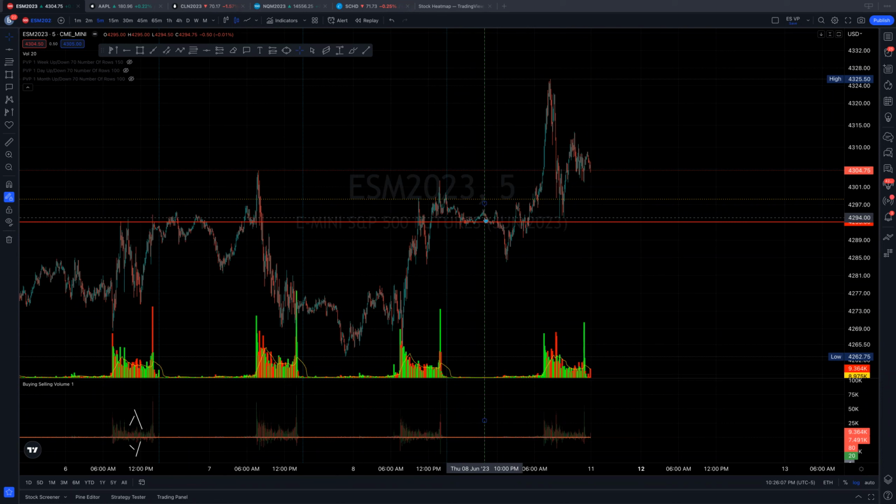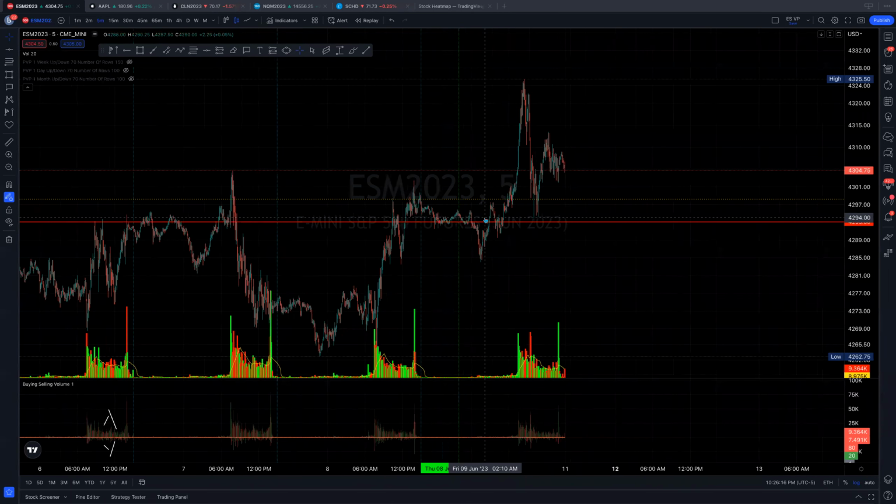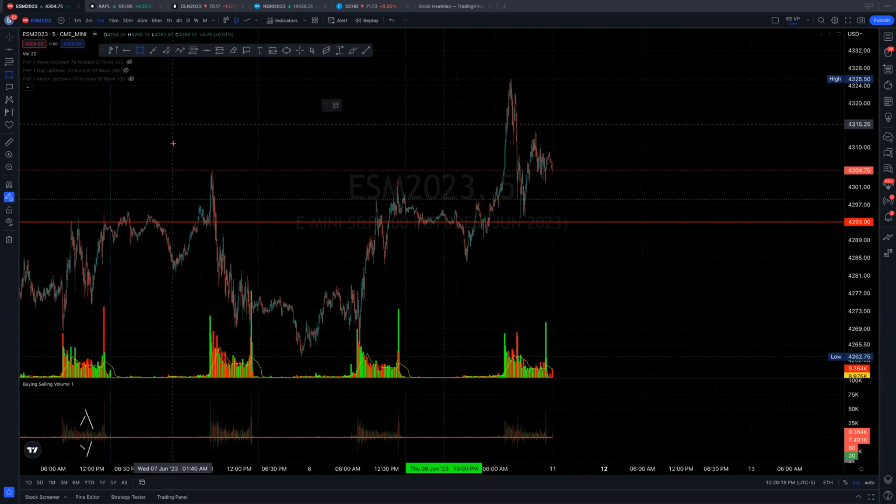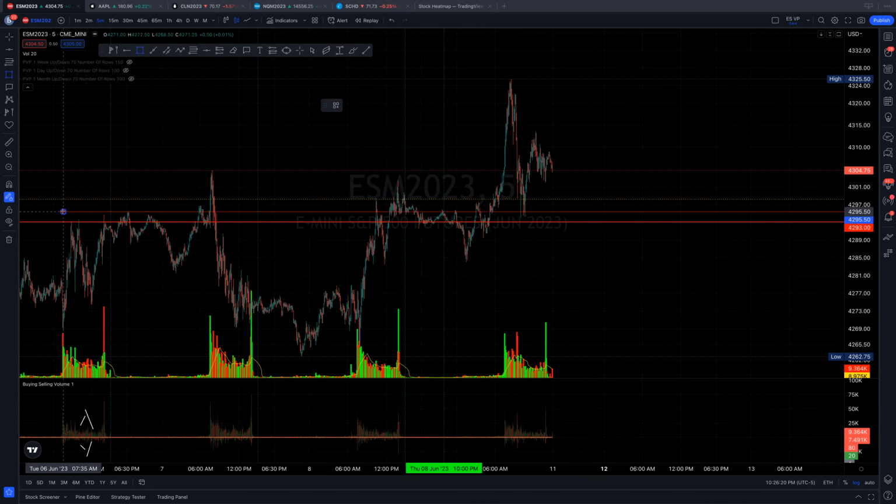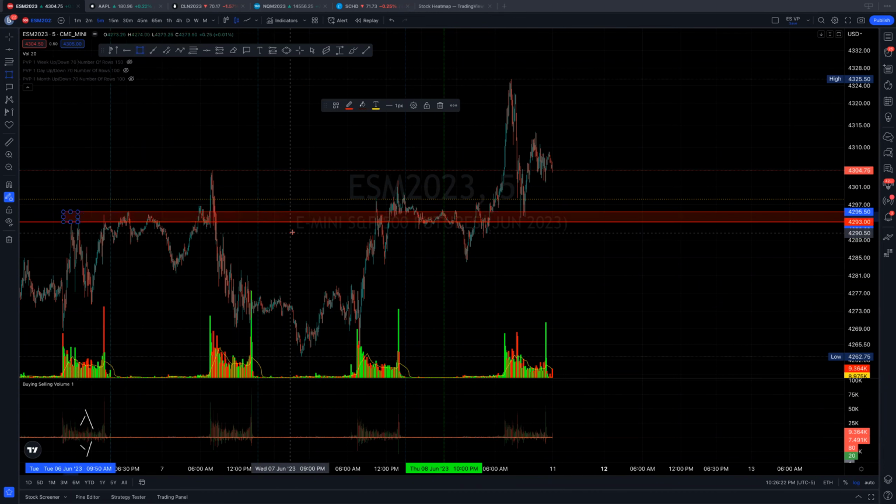I just got used to not drawing these zones, and I feel more comfortable not having so much clutter on my charts. But if we draw a zone right here, it's like a little area where price sticks. When it goes up, it comes back down. When it goes down, it comes back up, goes up, goes down, all around this area here.